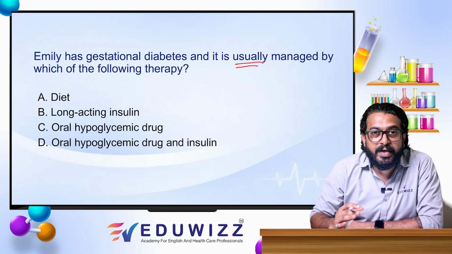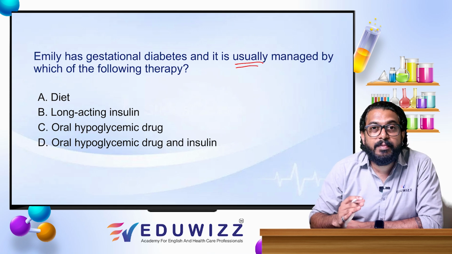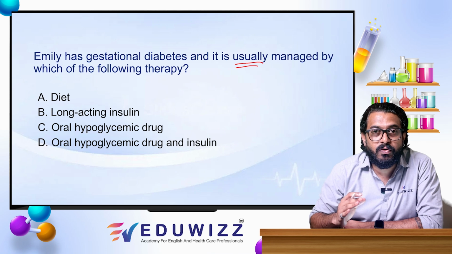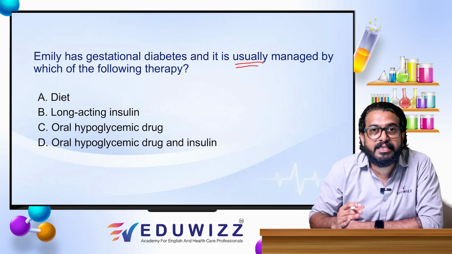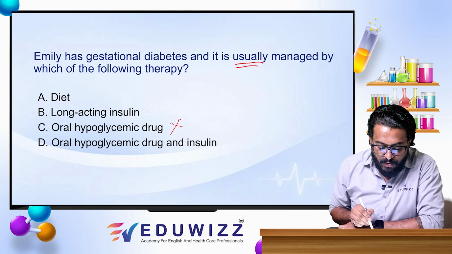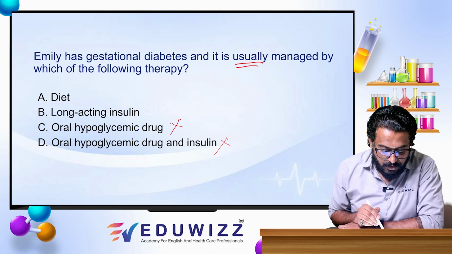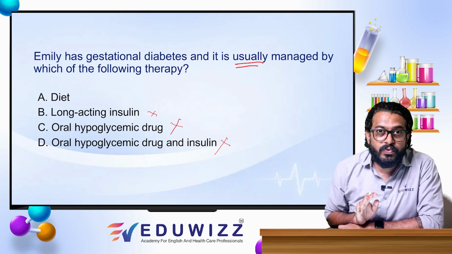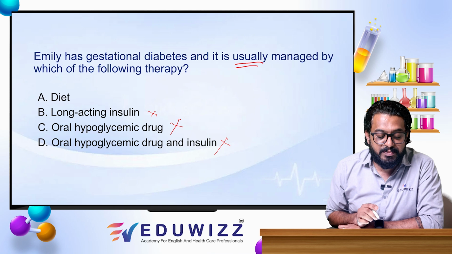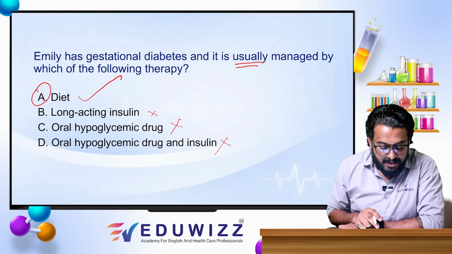Long-acting insulin is not required in gestational diabetes mellitus. Short-acting insulin is used, and the most important point is oral hypoglycemic agents are contraindicated in pregnancy as they cause lactic acidosis. So option C and option D are wrong, and long-acting insulin is not required. Short-acting insulin is used, so B is also wrong. Apart from that, usually or initially DM is managed by diet and exercise. So answer is option A, diet.